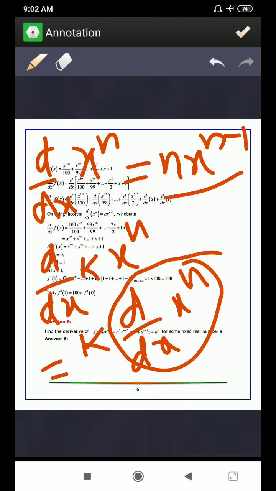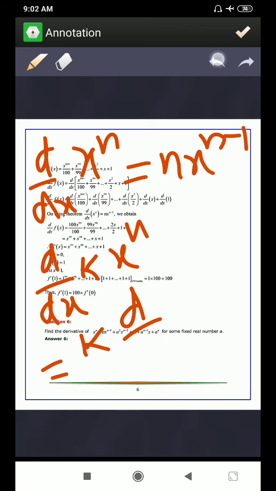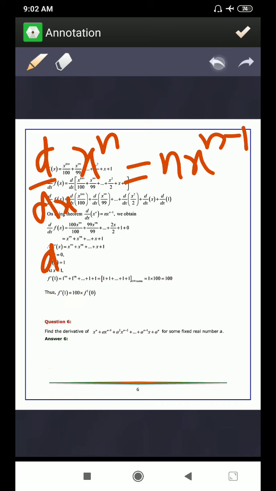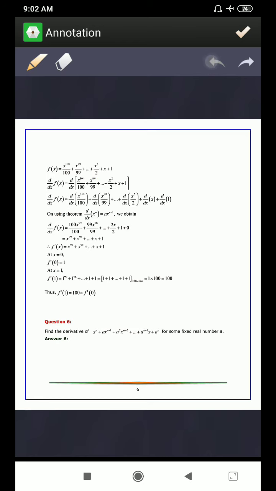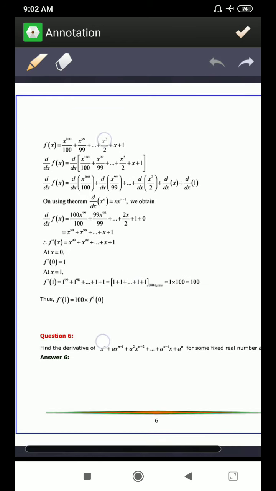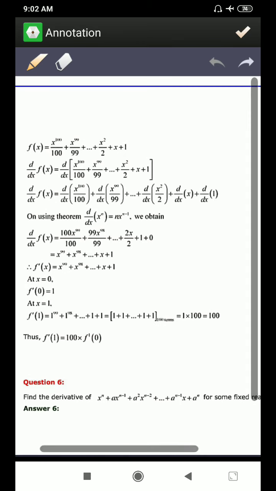So in this question, we are going to use the same two properties. In this, some term of x is given, and also some number with that. So what we have to do, see, you have to differentiate this f(x). So I have written d over dx of f(x) and also written d over dx on the right hand side.